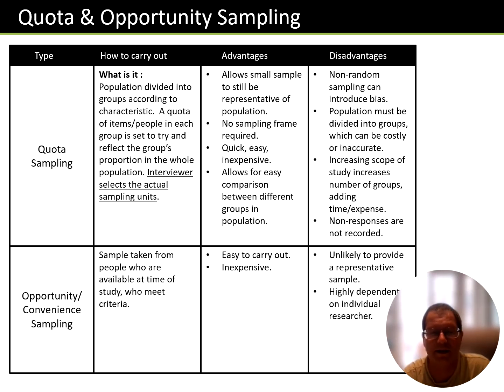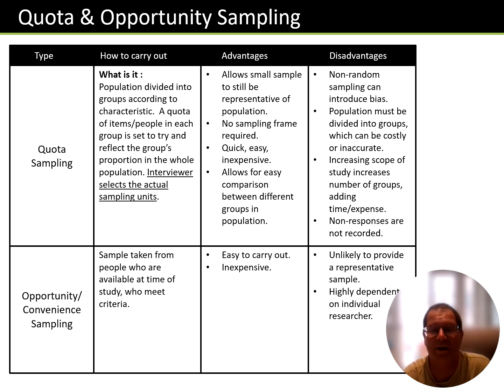So back to our handouts, let's have a look at the two types of non-random sampling and how we carry them out and what the advantages and disadvantages are. So for quota sampling, what is it? You divide the population into groups according to a characteristic. A quota of items or people in each group is set to try and reflect the group's proportion in the whole population, but the interviewer is selecting the actual sampling unit.